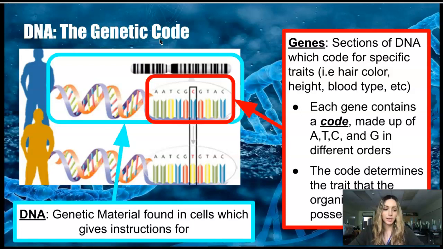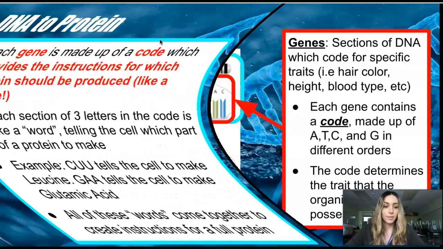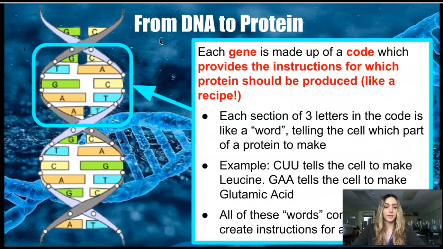Now, a gene is made up of a code. This code is made up of the letters A, T, C, and G in infinitely many different orders. And based on whatever code the organism has on this gene, it will determine the trait that the organism possesses. So why is it that this code can determine the traits that an organism will have? Let's talk about the process of going from DNA to trait. The first step is that our DNA leads to protein.